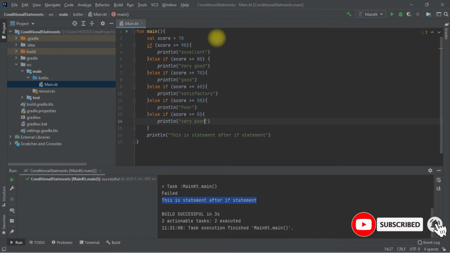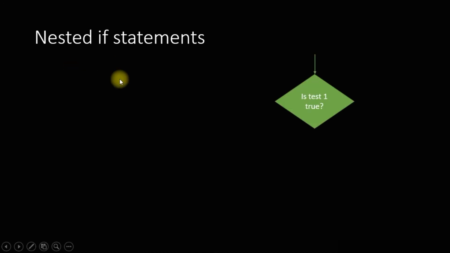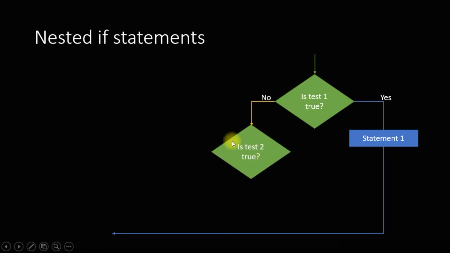So let's see the flow of this statement, and before we execute the code, we can see how it is going to execute. Now let's look here at the nested if statements. We can see here: is test one true? So we are checking if test one is true. If yes, we execute the statement and then we execute the statement after. If no, we have to check for test 2. So we are sequentially checking these tests.